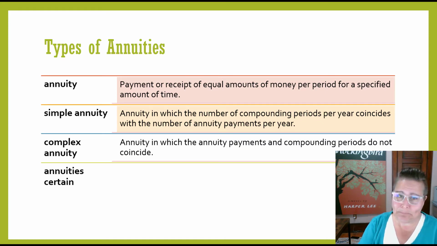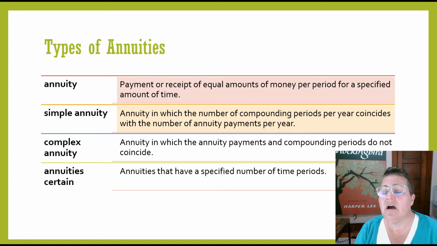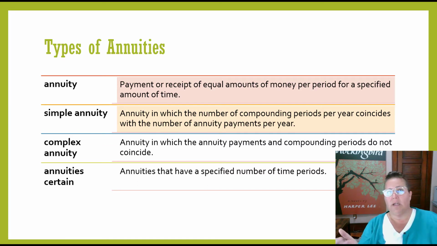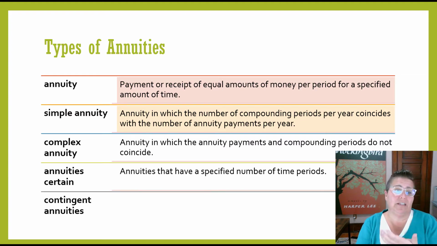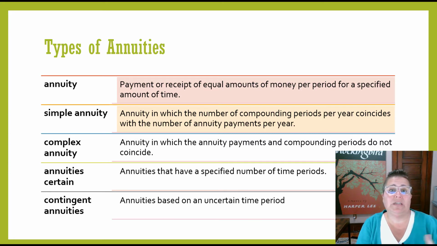Those are rough. Annuities certain are annuities where you specify the number of periods. So the time doesn't matter. We're not going to say 4 years. We're going to say rather, we're going to make 4 payments. That's an annuity certain. And then some annuities are contingent. Now, contingent annuities are essentially based on an uncertain time period. Uncertain meaning there's no guarantee.